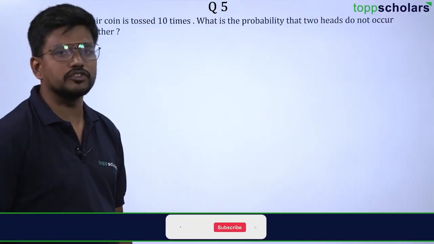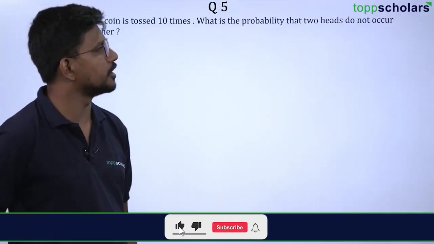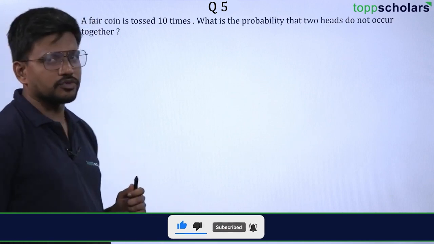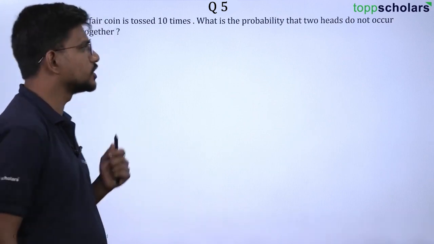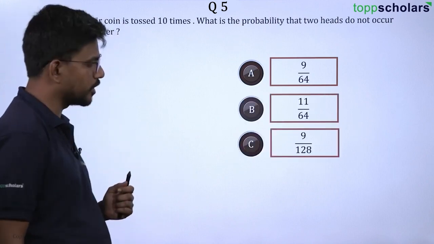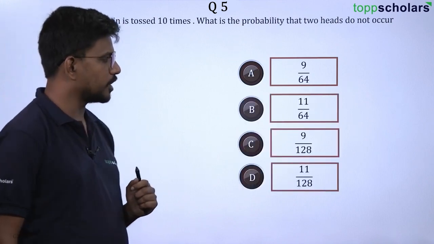A fair coin is tossed 10 times. What is the probability that two heads do not occur together? It's a very nice question and very tricky also. Let us check the options. 9 by 64, 11 by 64, 9 by 128 and 11 by 128.